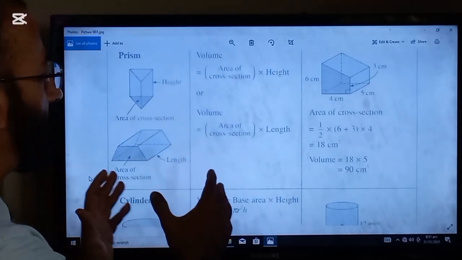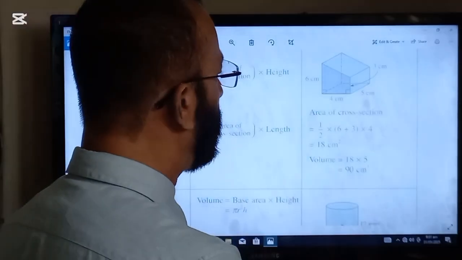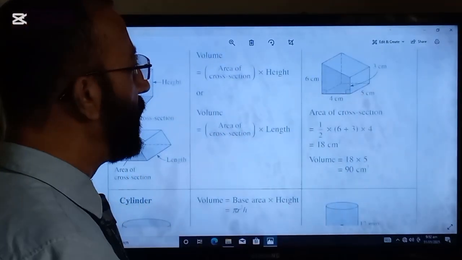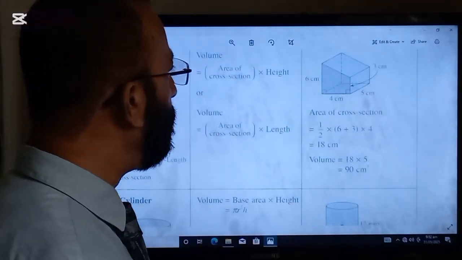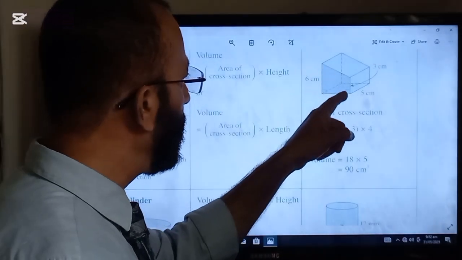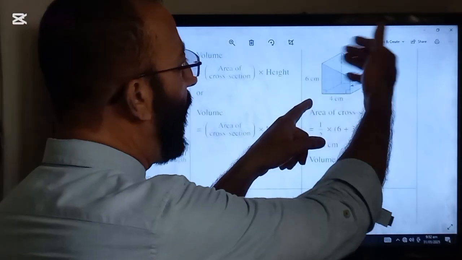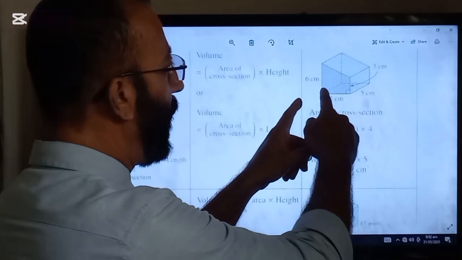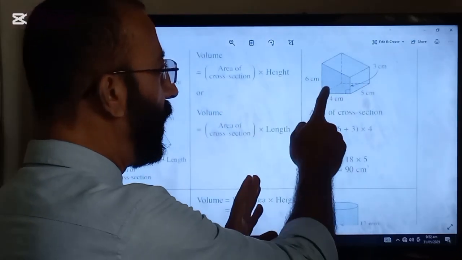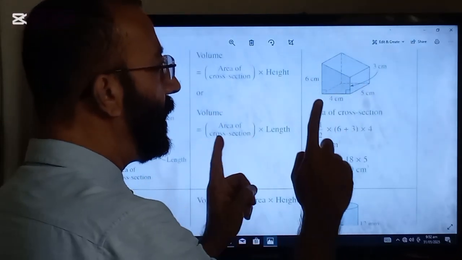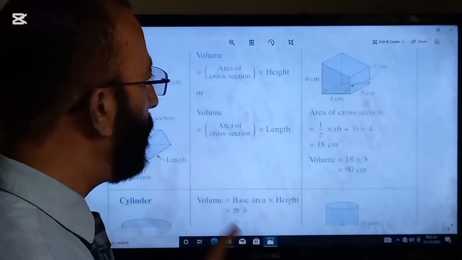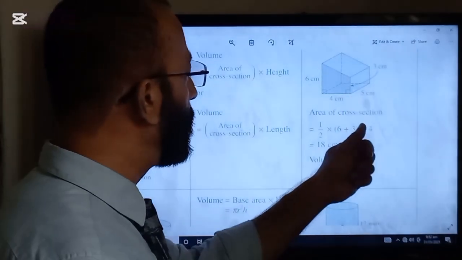Okay, now this concept will be cleared with the help of an example. In this prism we are given the values. So for example, this front area is a cross section because the back side is exactly the same as this, so that's why we will call this side the cross section. So first we will find the area of the cross section.